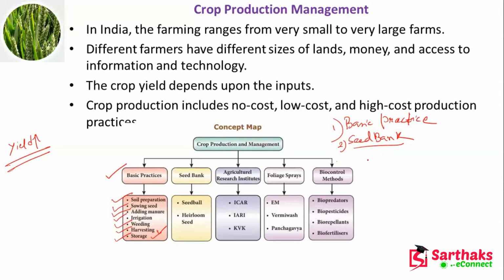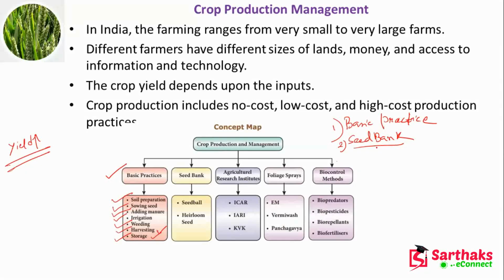Seed ball or heirloom seed. A seed bank should be there from where the farmers will get the seeds in the next season. This is a closed loop system. If they are taking the seeds for the next season, another thing is also important: they have to protect the seeds and store the seeds. So the seed bank is important.